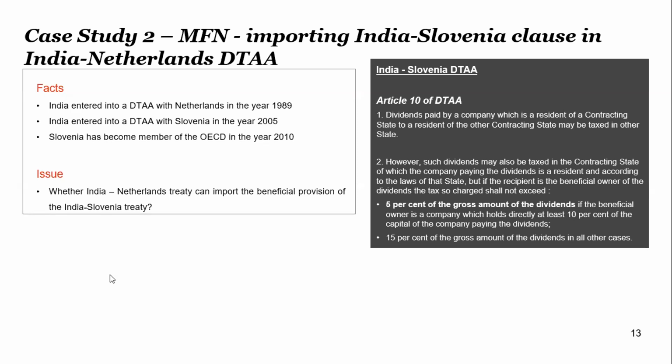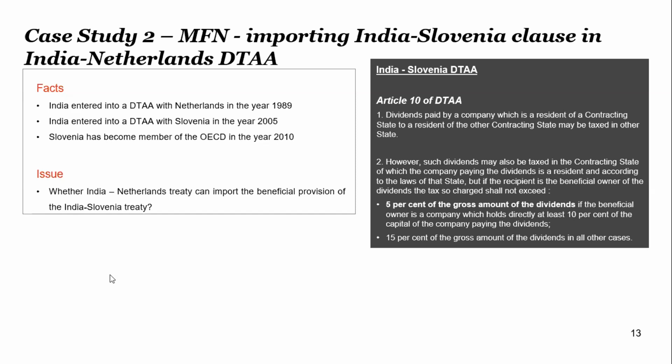As Amit explained in the previous slide around the MFN clause and the major conditions, let's have a case study around whether any dividend paid by a Netherlands entity or by an Indian entity to a Netherlands shareholder would be able to take advantage of the India Slovenia DTAA. The facts are that India had entered into a DTAA with Netherlands in 1989, and India had also entered a DTAA with Slovenia in 2005, and Slovenia became an OECD member in 2010.